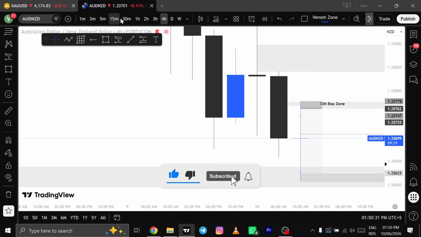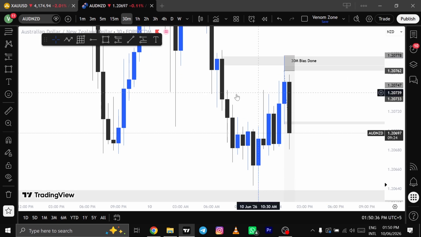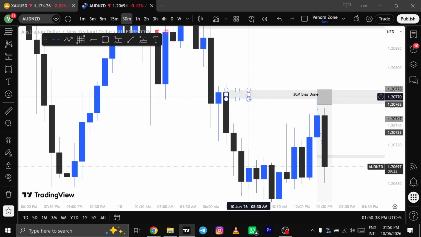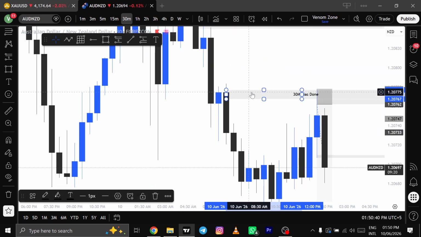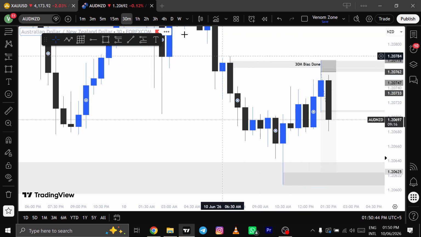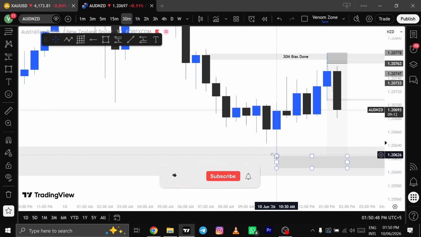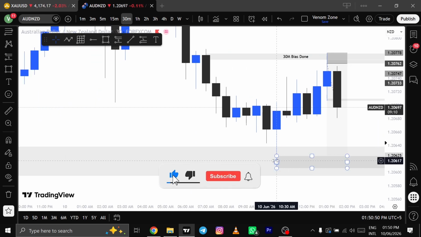But when I switch into the lower time frame, I notice one thing. These are 30-minute bias. Okay, these are 30-minute bias. So these are completed, and now what will the market do? Market will target these bias of 30 minutes.